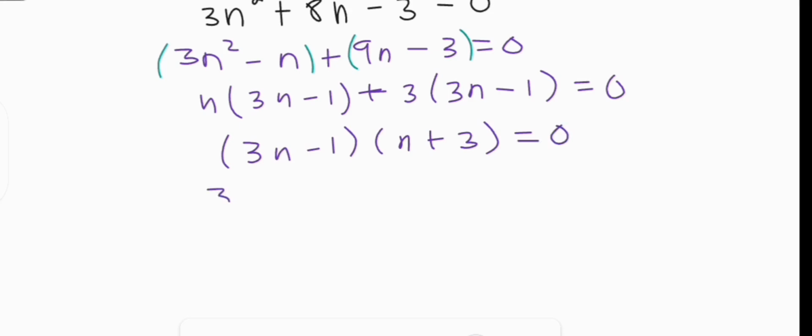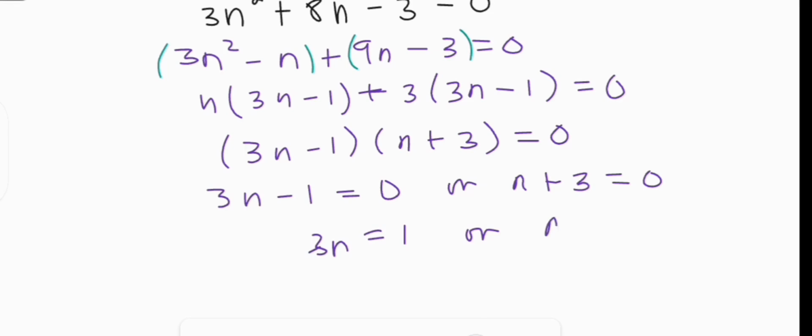So by the zero product property, 3N minus 1 is 0, or N plus 3 is equal to 0, such that 3N is equal to 1, or N is equal to negative 3. So the values of N are 1 over 3 or negative 3. Now that we have the values of N, we plug them into any of the equations that we have above. We're going to be specifically using equation 1 to get the corresponding values of M.